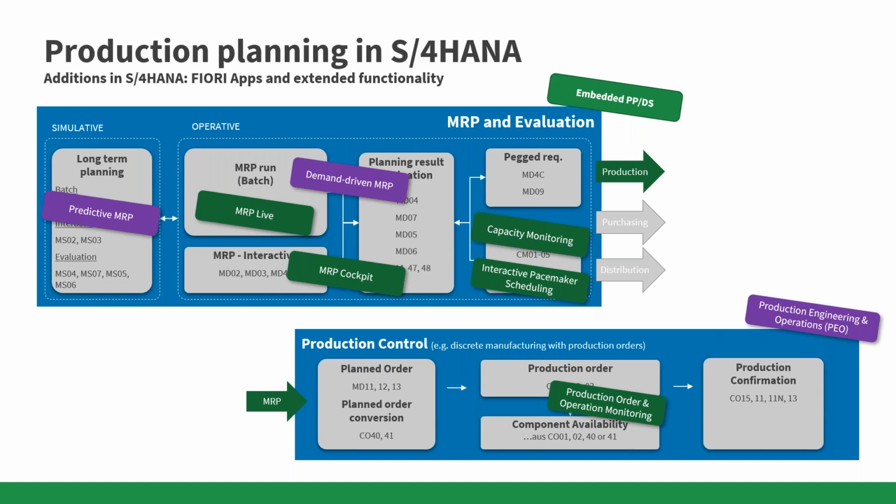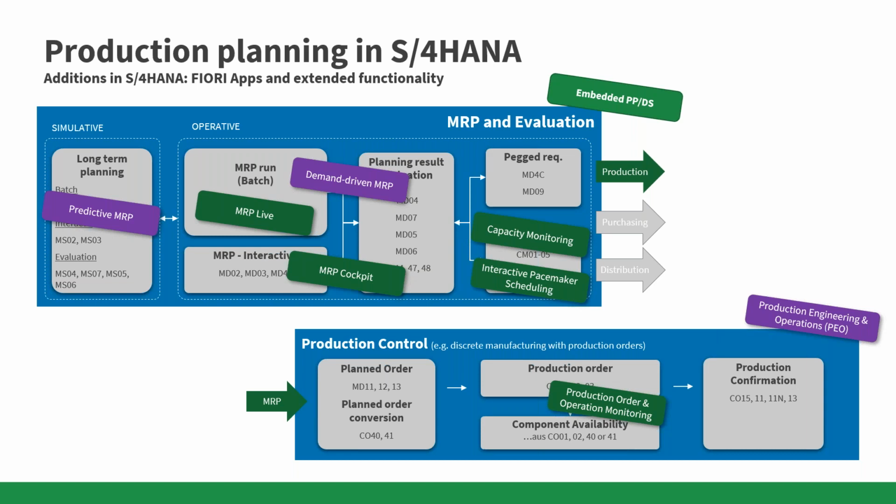So also here on the right-hand side, when it comes to evaluations, capacity monitoring, interactive pacemaker scheduling, so also in the production scheduling area, there are innovations in PP which customers can benefit from. But there's clearly the difference and the distinction from an embedded PPDS solution point of view, which looks more after the APS approach, which is about advanced planning and scheduling, trying to automate and provide finite production plans and schedules out of the box, which go beyond the classic MRP procedures.